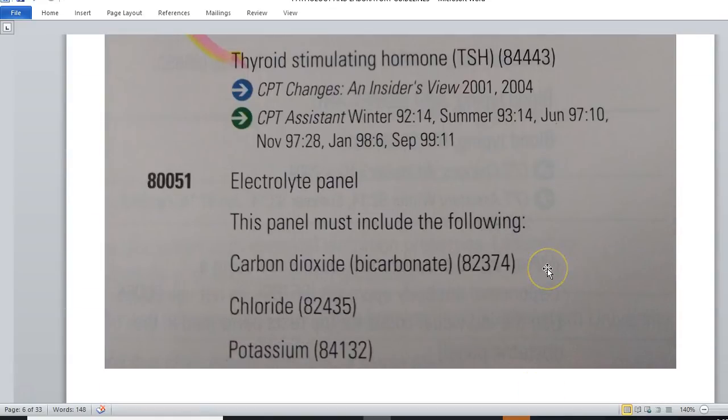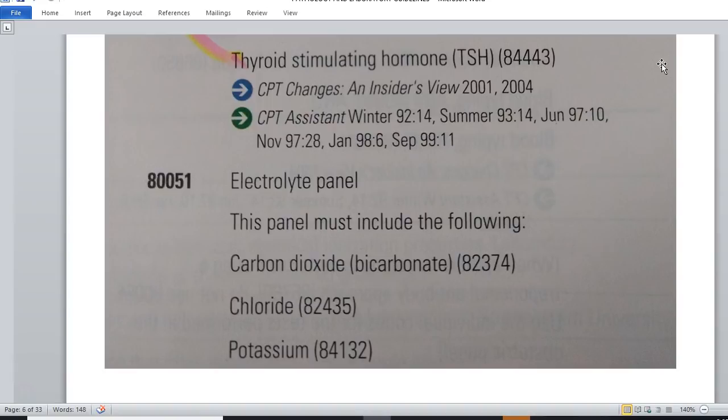I also just want to point out, because I did not take a picture of this. On page 512, the lipid panel includes cholesterol, serum total, lipoprotein direct measurement, high density cholesterol, which is the HDL, and triglycerides.